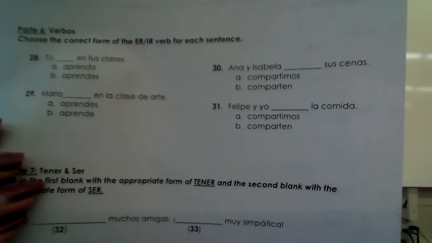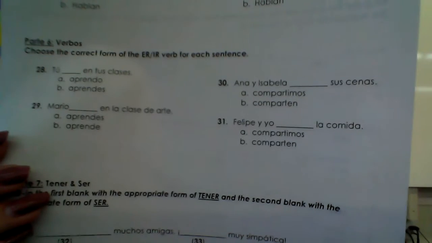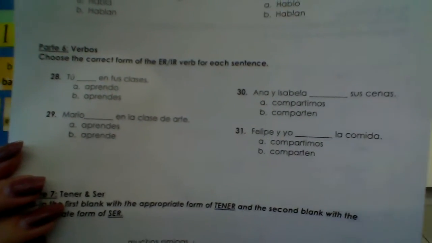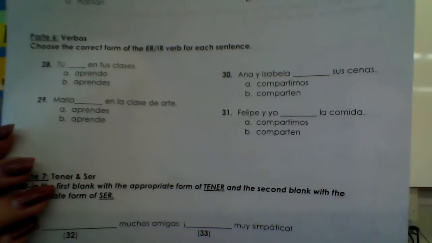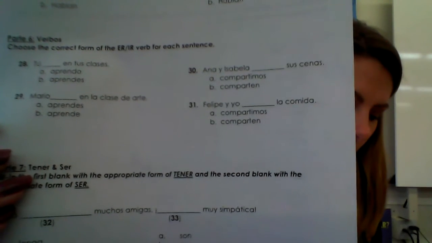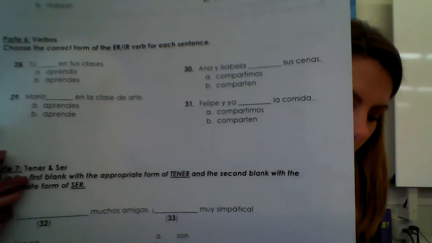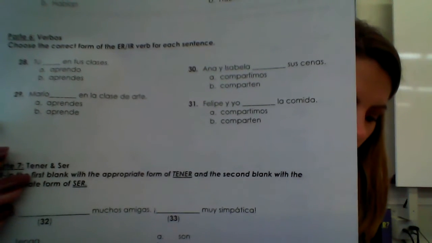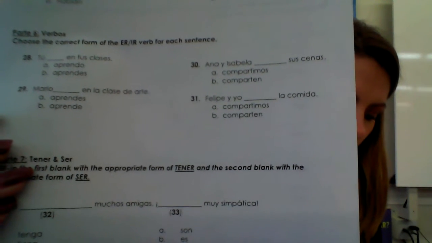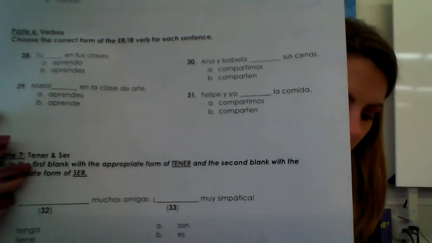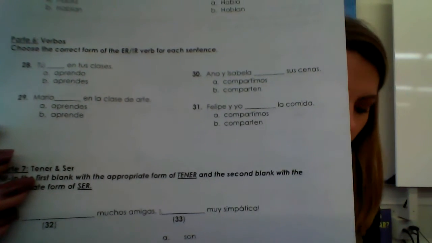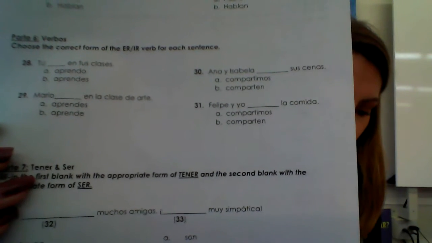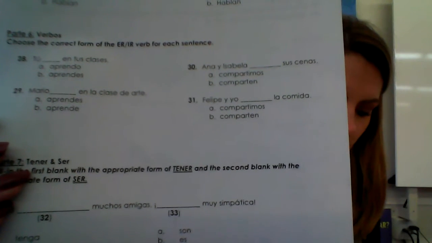Número 29, you have Mario aprendes or Mario aprende. Okay, number 29, you're either choosing A or B. Número 30, Ana y Isabela compartimos or Ana y Isabela comparten. So you have two people, neither of them are yourself. So you want either compartimos, letter A, or comparten, letter B.